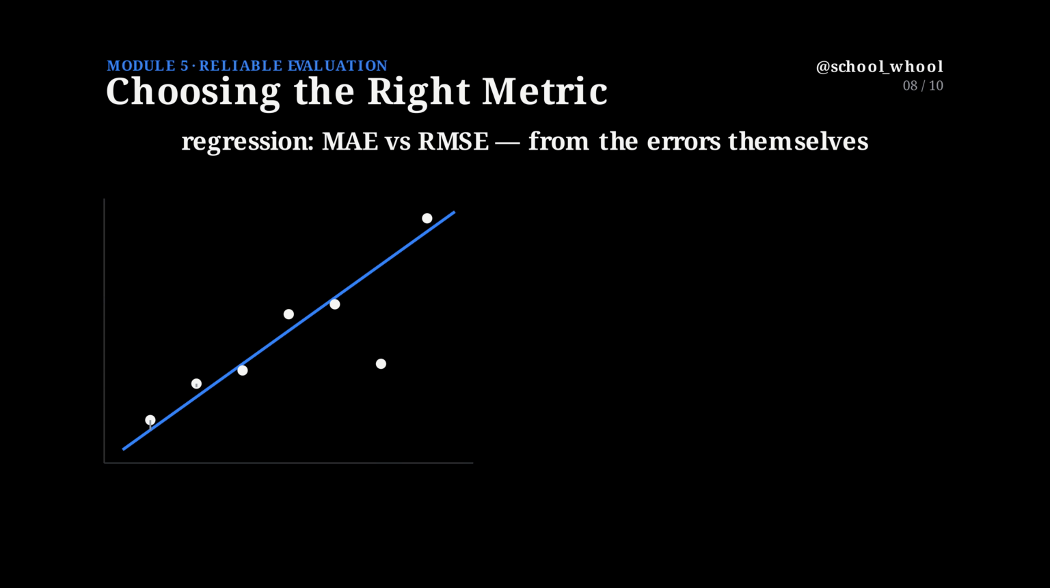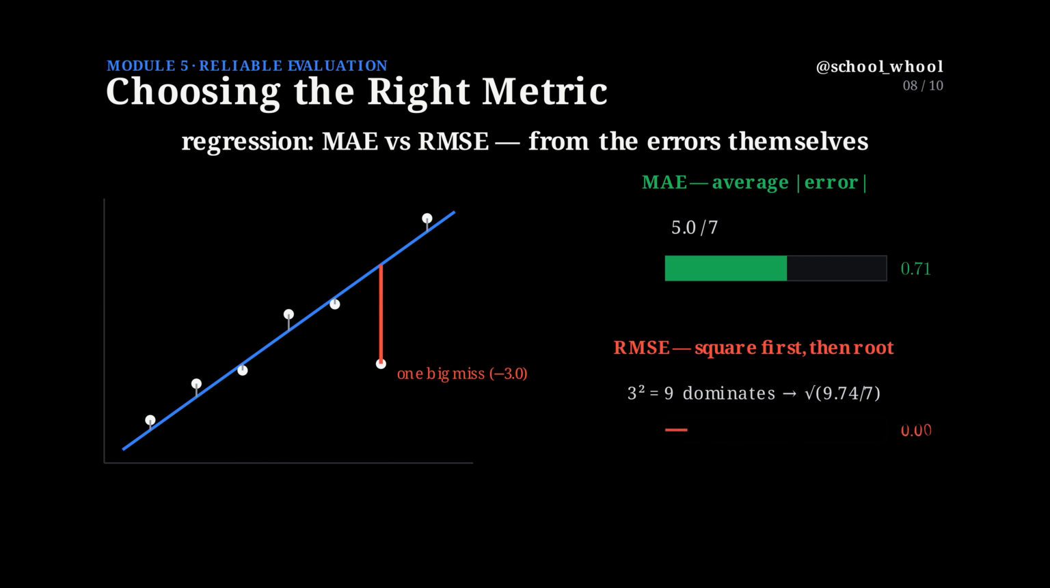Here's a model's predictions against the truth, with the error drawn as a red line for each point. Most are small, but one is a big miss. Mean absolute error just averages the sizes of those errors. Add them up, divide by 7, and we get 0.71. Every mistake counts in proportion to its size, fair and simple.